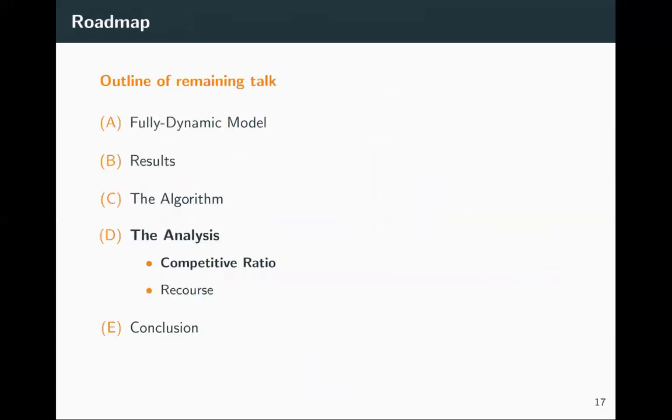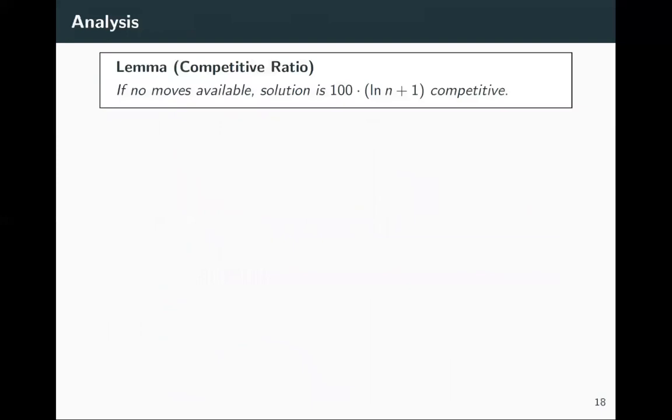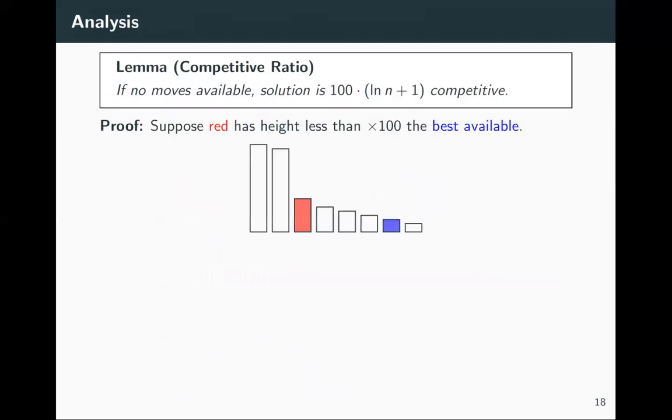Okay, on to the analysis. Let's argue about the competitive ratio first. I claim if no moves are available, the solution is 100 times log n plus 1 competitive. Suppose we have a situation where a red element is less than 100 times the best element we could have put in red's position. Meaning there was a blue element that if we moved it to red's position would be 100 times taller than red.